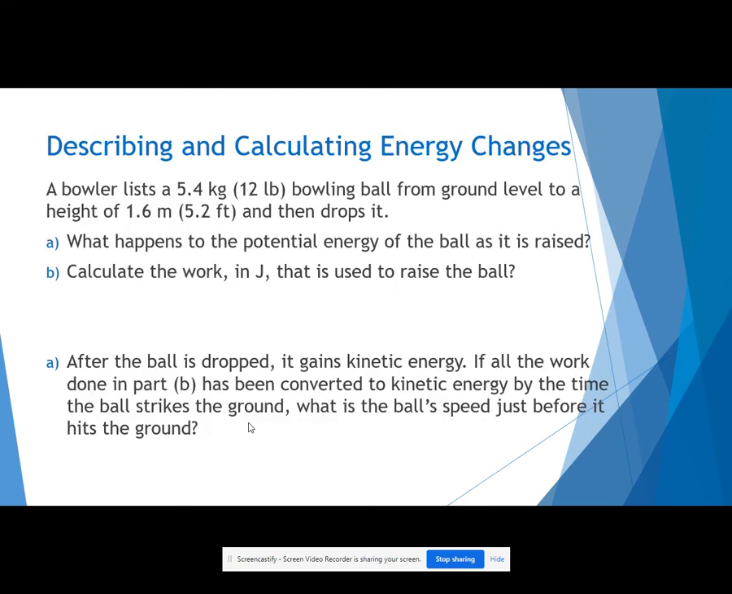Here we're going to be doing a little bit of math because I'm going to show you some examples of how we can use what we know to help you with your homework. Here it says a bowler lifts a 5.4 kilogram, or 12-pound, bowling ball from the ground. Wow, I am full of spelling mistakes. It's lifted to a height of 1.6 meters, which is about 5.2 feet, and then he drops it. The first thing it wants to know is what happens to the potential energy as it's raised. Think about it: this is getting farther from the ground, so your potential energy is going to increase, especially relative to the ground.